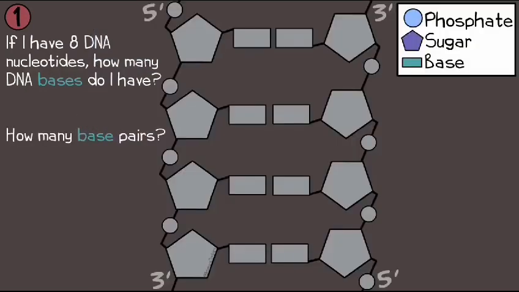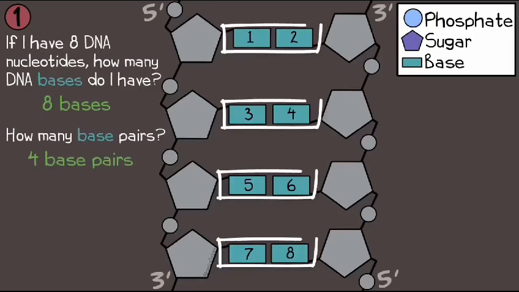The answer: each nucleotide, regardless of whether it's a DNA or RNA nucleotide, has a phosphate, sugar, and a base. So 8 DNA nucleotides would have 8 bases. DNA bases pair like this, and that's 4 DNA base pairs.